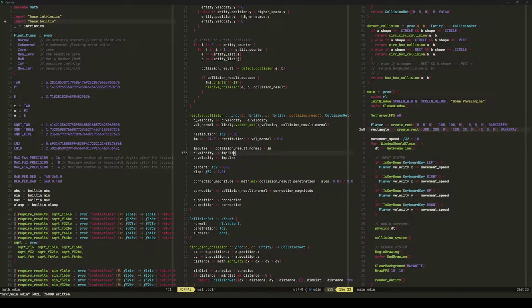Physics collision. Because I'm streaming, my brain is not working the way that I want. I'm very hasty to change things in here. Impulse.